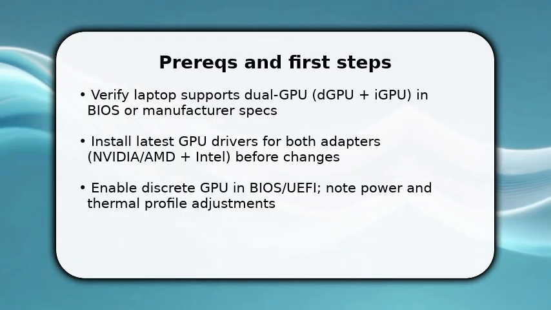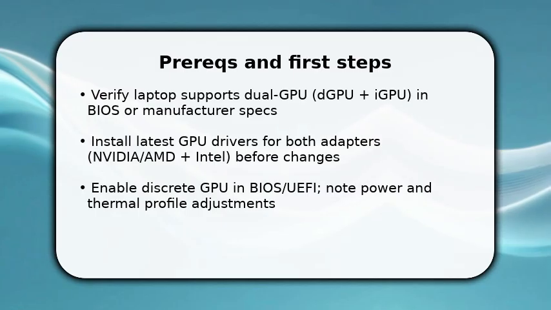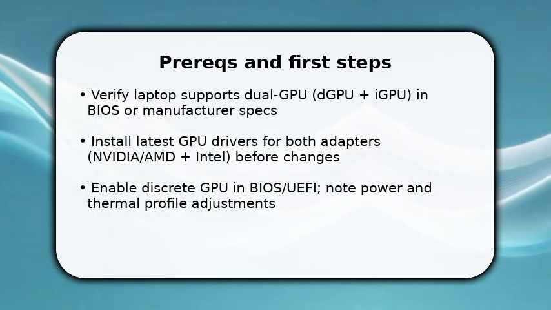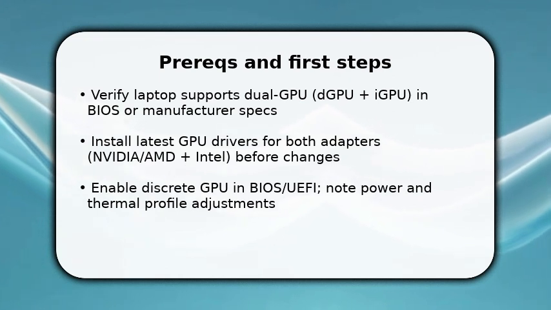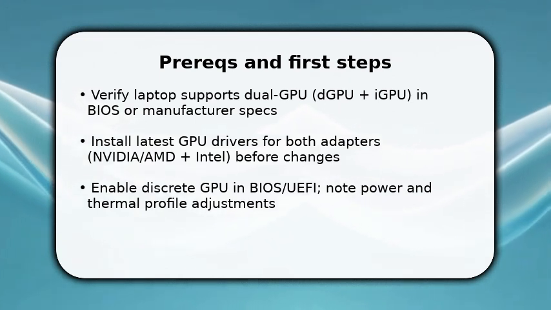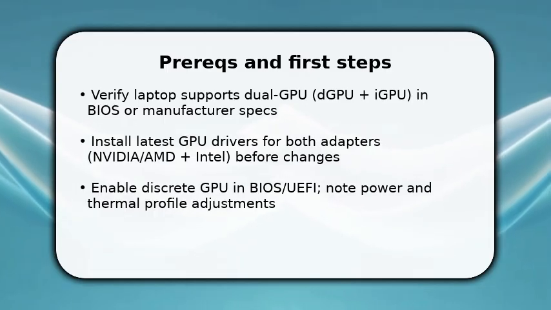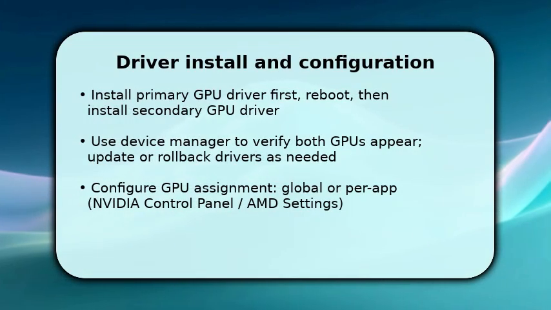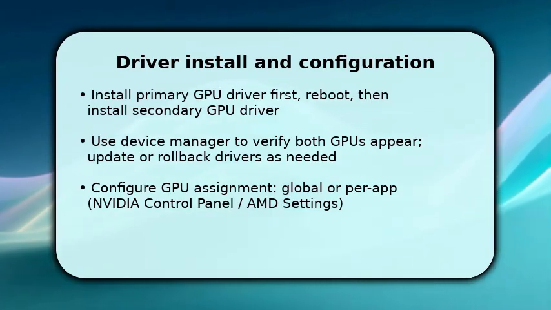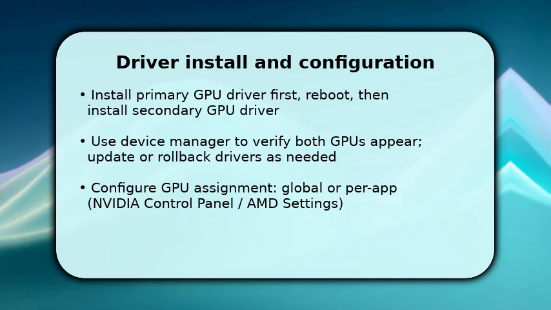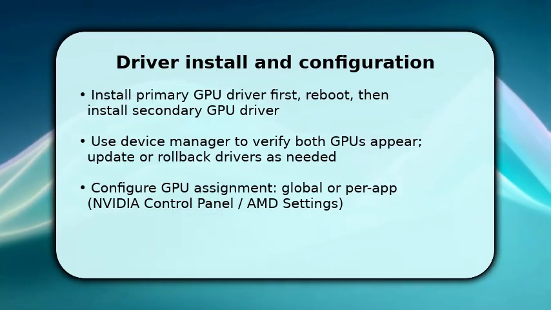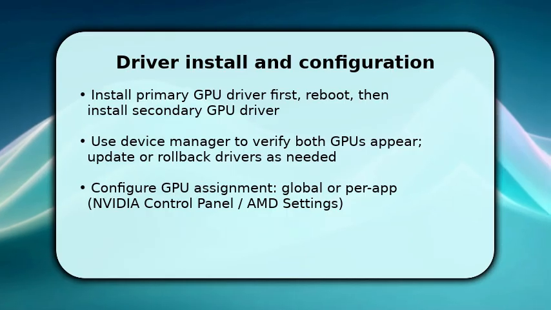Finally, boot into BIOS/UEFI, enable discrete GPU or switchable mode, and note any power profile settings you may need to adjust later. Now you install and configure drivers so both GPUs operate. Install the driver for the primary GPU first, reboot, then install the secondary GPU driver. This prevents conflicts. Once both are installed, open Device Manager to verify both GPUs appear and have no error flags.